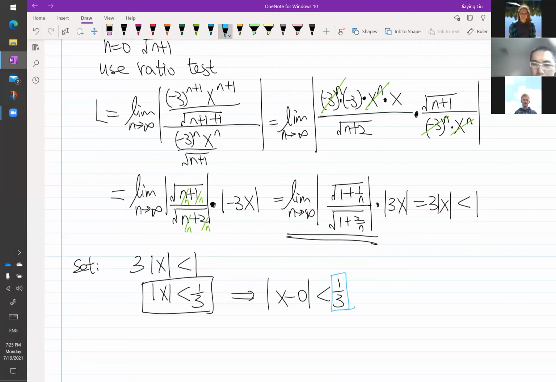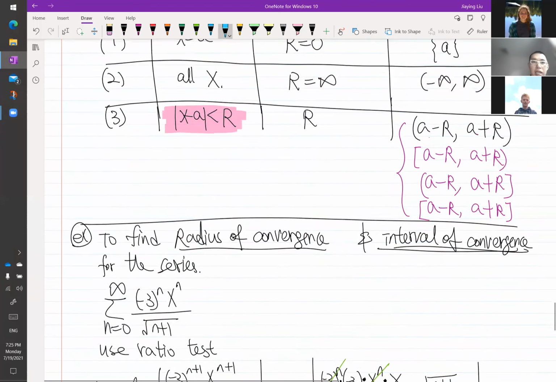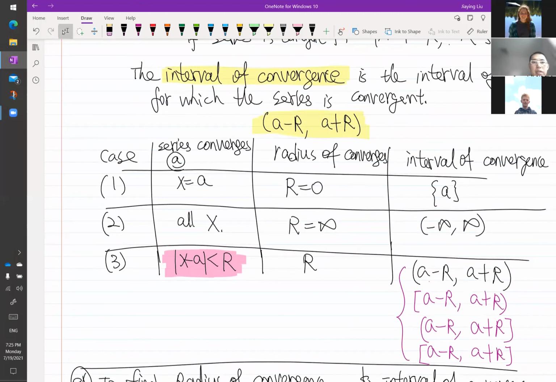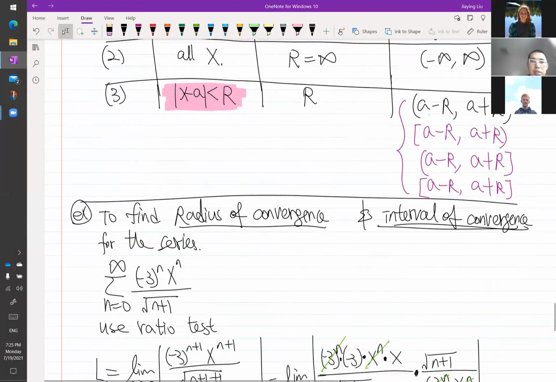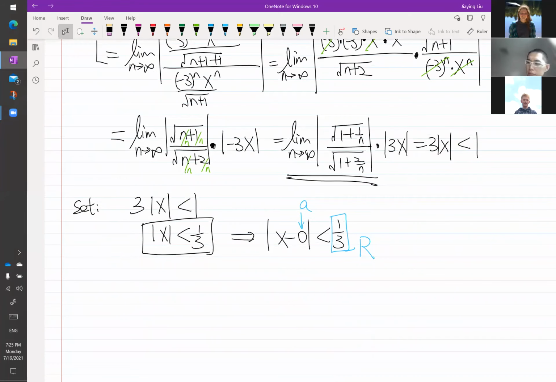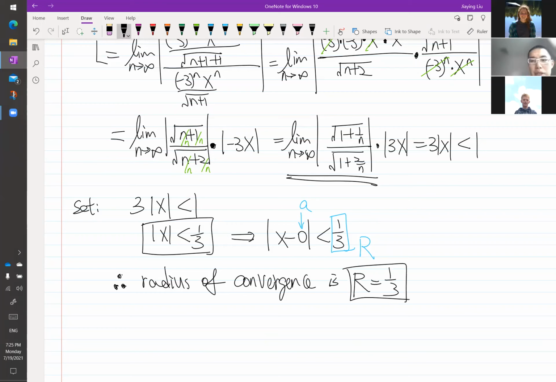So we have, this is the r value, this is the a. So we want it to be absolute value of x minus a less than r, right? So that's what we want. So we have it. Therefore, the radius of convergence is 1/3. You can write it as r equals 1/3. Just 1/3 is fine. How about the interval?